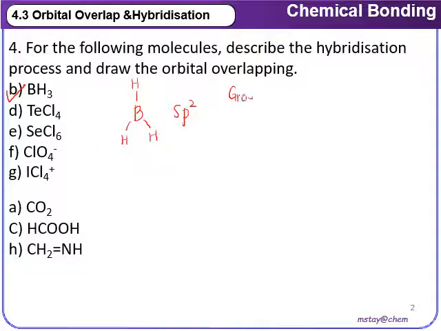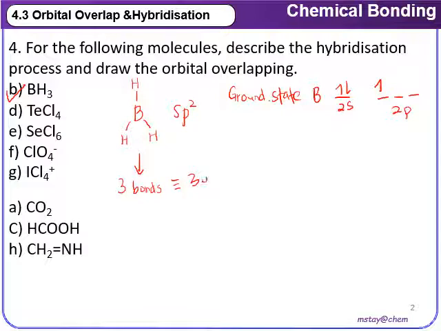Okay, ground state of boron. Since boron is in period 2, it will possess 2s and 2p orbitals. Ground state is the way that we draw the electron configuration based on the Aufbau principle. So that's why here we have 3 valence electrons. But according to the Lewis structure, we have 3 bonds, which means that we need to have 3 unpaired electrons. But in the ground state, here only shows 1 unpaired electron.